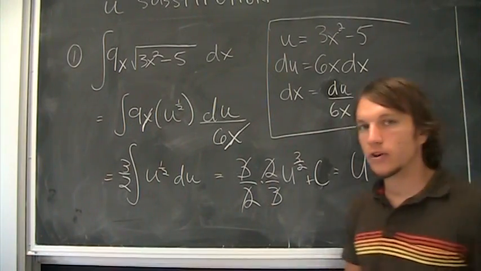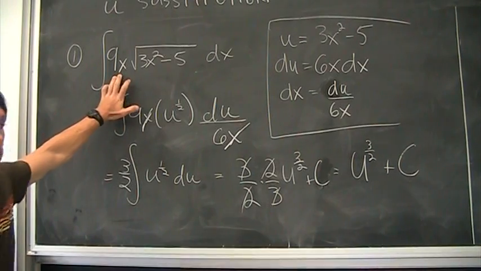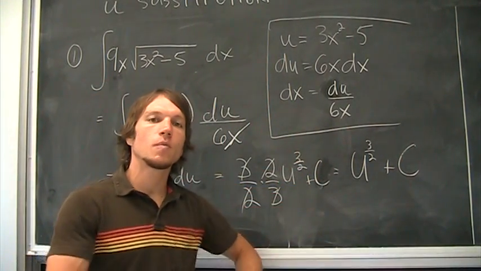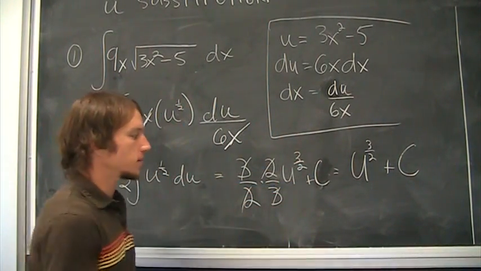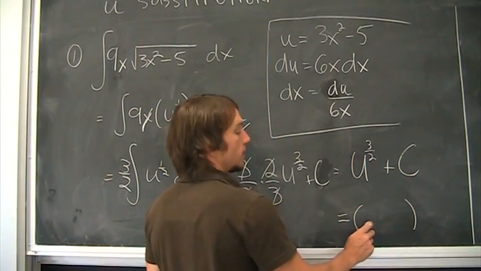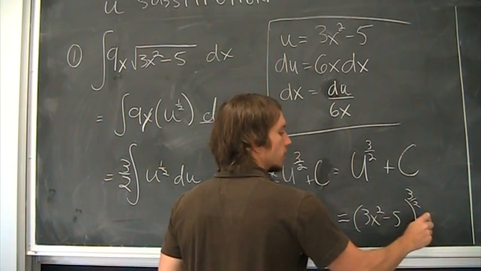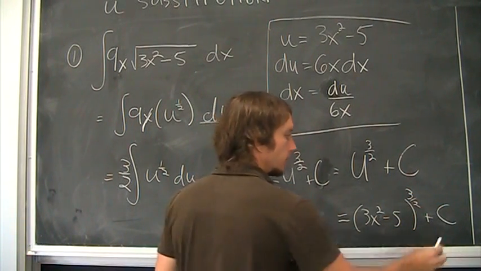So I get u to the 3/2 plus c, and now I'm almost done. If I want to integrate a function of x, I should end up with a function of x. I have to go back and back substitute, and I should get 3x squared minus 5 to the 3/2 plus c.